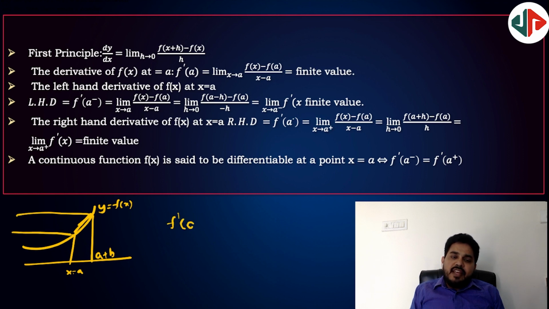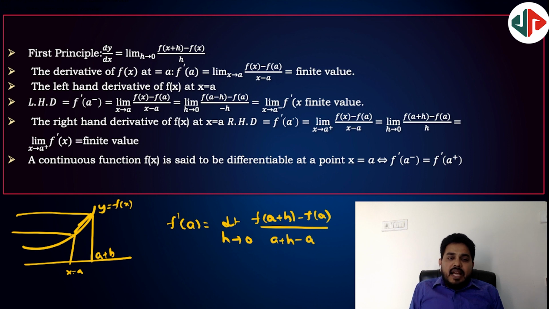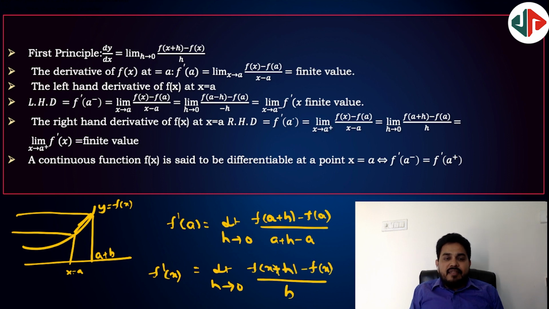f dash of a is equal to limit h tending to 0 of f of a plus h minus f of a, by a plus h minus a. Or, generalizing, f dash of x is equal to limit h tending to 0 of f of x plus h minus f of x, by h. And this f dash of a we can say is limit x tending to a of f of x minus f of a by x minus a. These are called the first principle of derivatives.